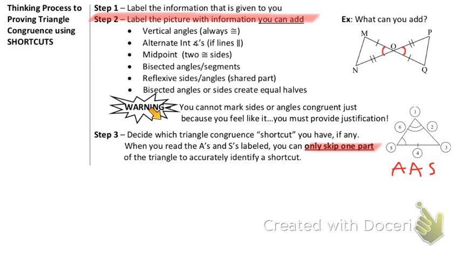Okay. And last but not least, you cannot say things are congruent or things equal 180 just because they look a certain way, just because you feel that they look congruent or they look like they add up to 180 or it looks like it's 90 degrees. You must provide a reason, okay? So that's the huge warning.